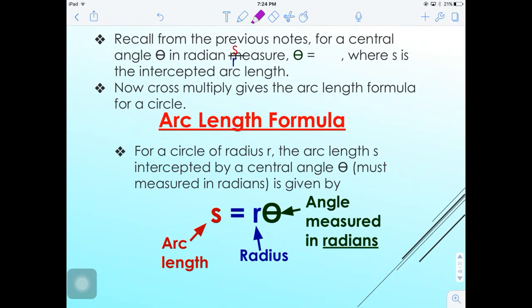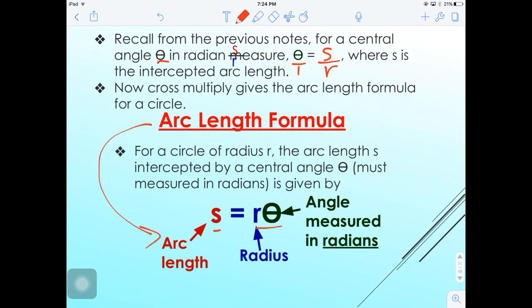Recall from the previous notes that for a central angle theta in radian measure, theta is equal to S over R, where S is the intercepted arc length. Now, if we cross multiply, we're going to have a different equation. So S times 1 is S, which is equal to R times theta. That's going to be the new arc length formula.